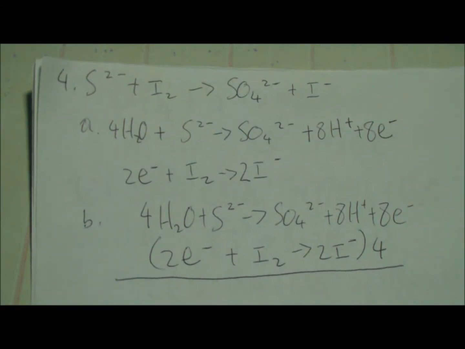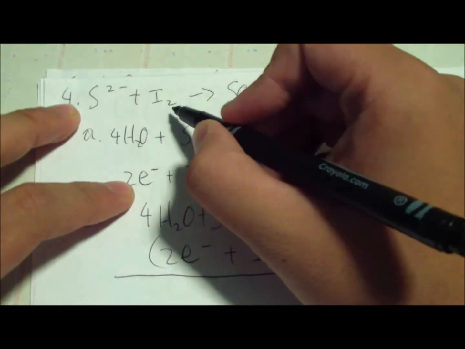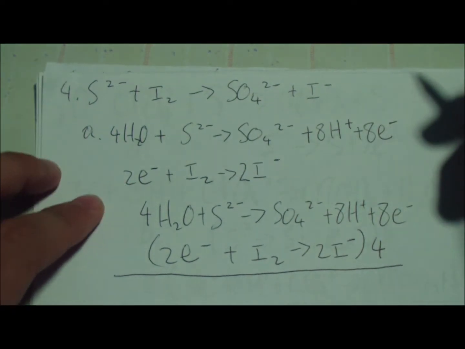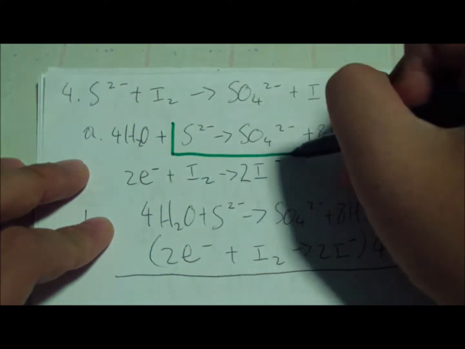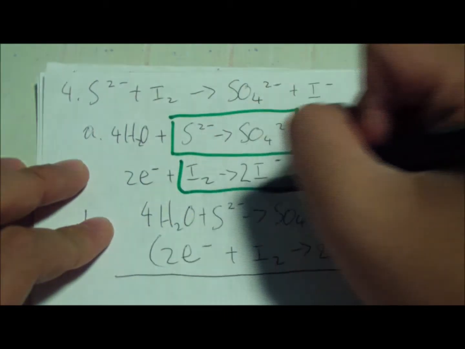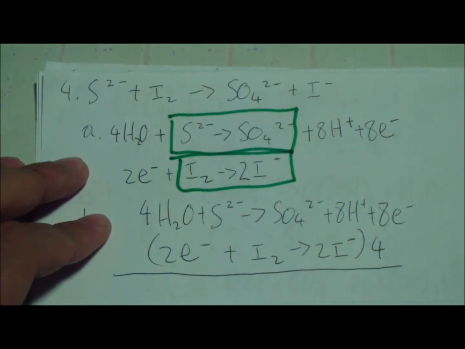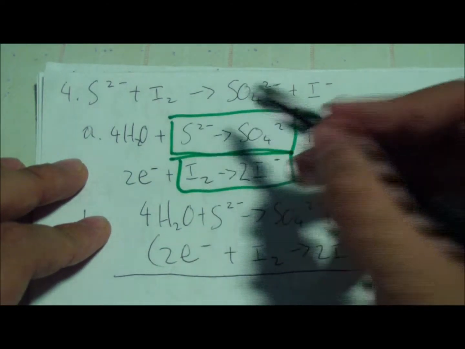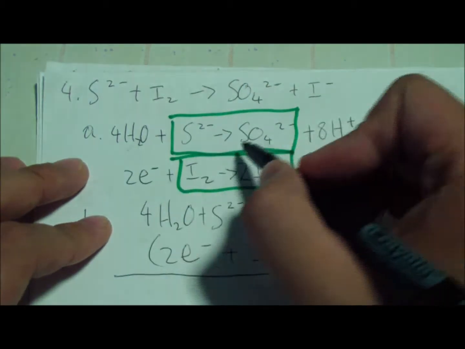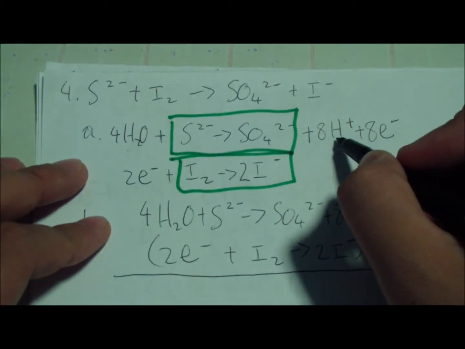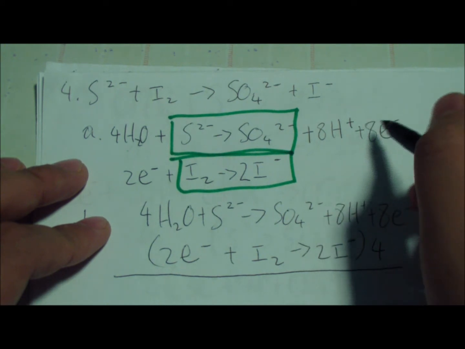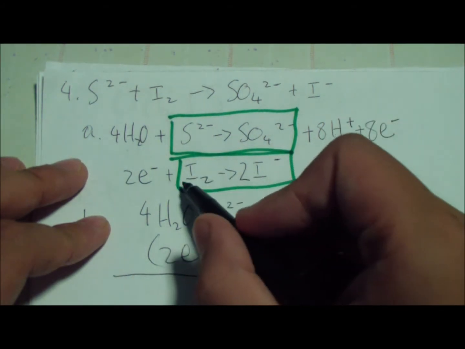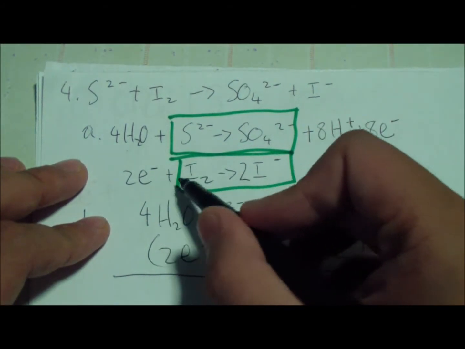Time for number 4. It's S2 minus plus I2 equals SO4 2 minus plus I minus. This one's rather simple. All you need to do is find the half reactions, these two half reactions, and then do the balancing I've been telling you. Balance the S first this time, and then balance the O after with H2O. Balance H plus after, and then balance the charge after. So it's 8e on the more positive side. Same thing for this one: more positive is 0, so it's 2e on the 0 side.